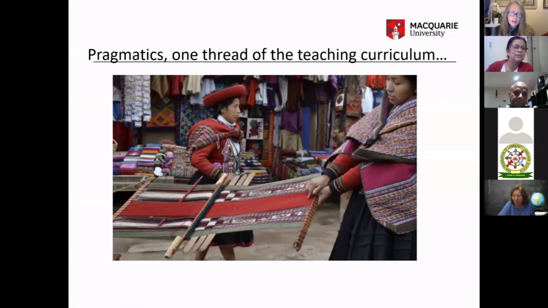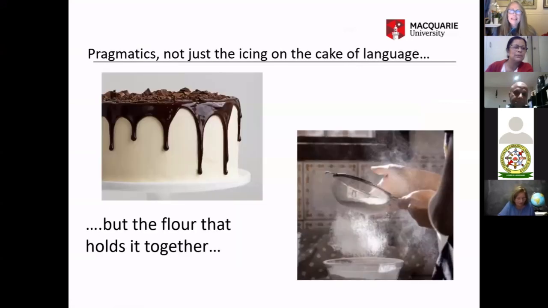Some people sometimes think, well, we've got all these other things to do. Pragmatics is just the icing on the cake. And I want to argue that pragmatics is not just the icing on the cake. It's more like the flour that holds the cake together. All right, so that's what I'd really like you to take away from this session, that it's all of those things.